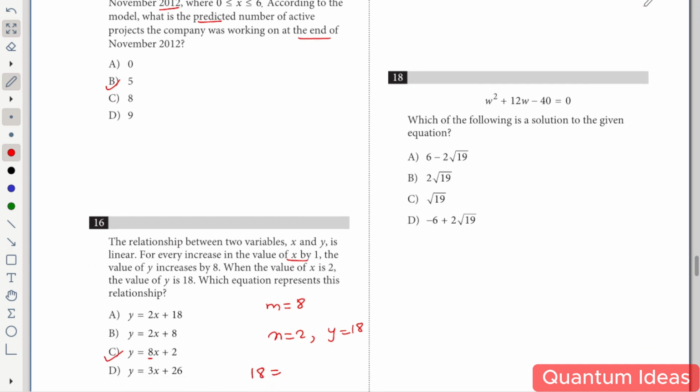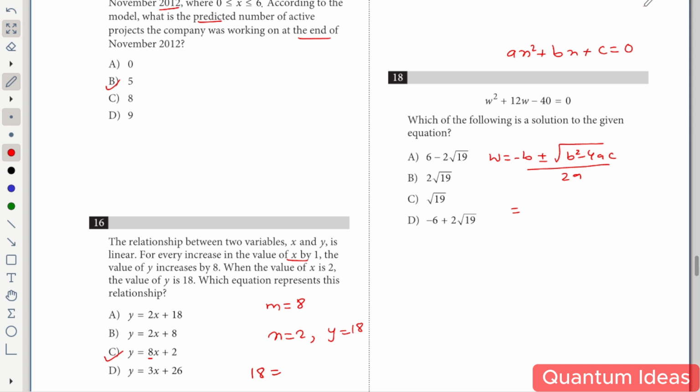So let's move to number 18. We are given a quadratic equation. Which of the following is a solution to the given equation? We can use the quadratic formula here. That is x equals minus b plus minus root over b square minus 4ac, over 2a, right? If you compare this with ax square plus bx plus c equals 0, a is 1, b is 12, c is minus 40.